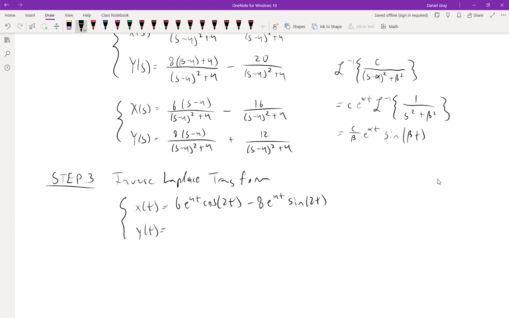My y of t, I'm going to do the same thing. So I have 8 e to the 4t cosine of 2t. And then now I'll get plus 12 over 2, which is 6, e to the 4t sine of 2t. And there we have it.